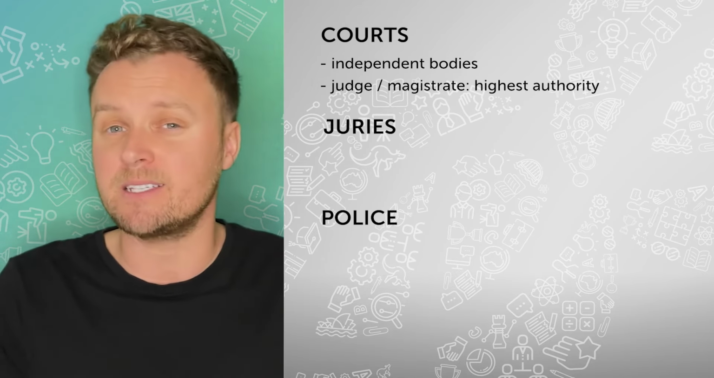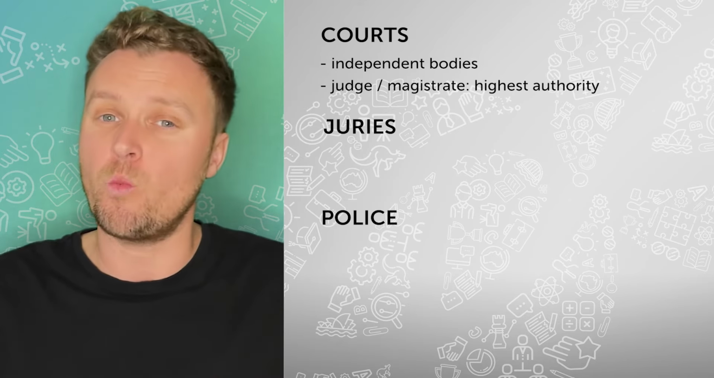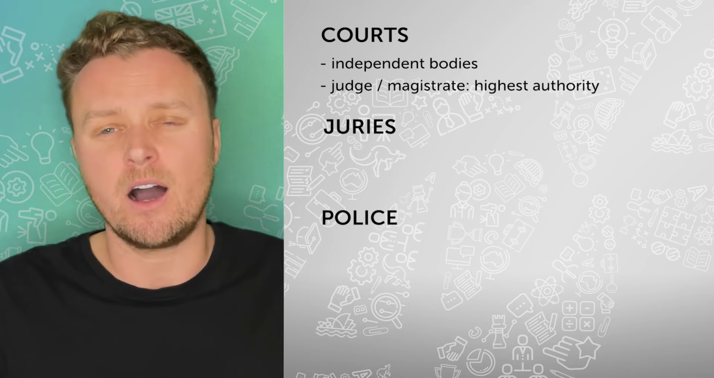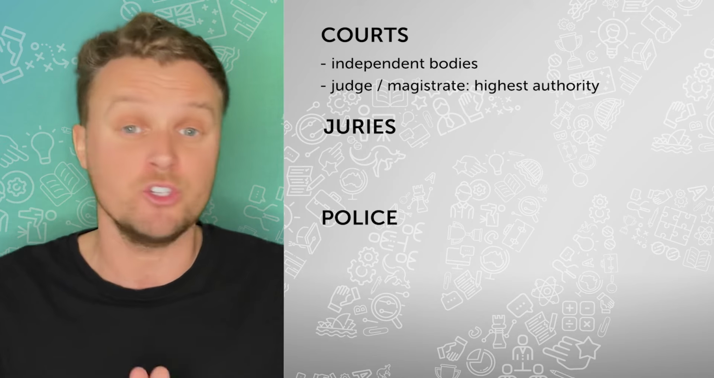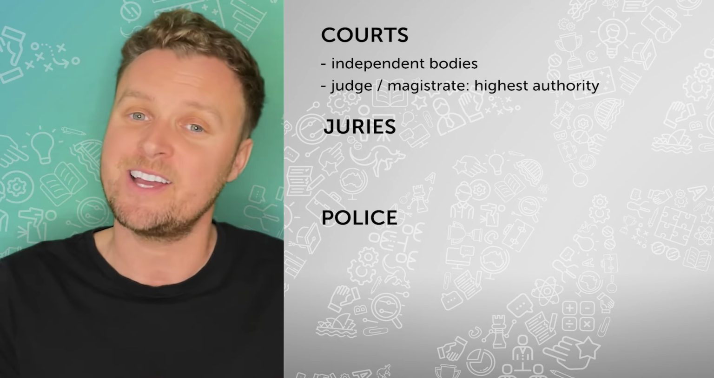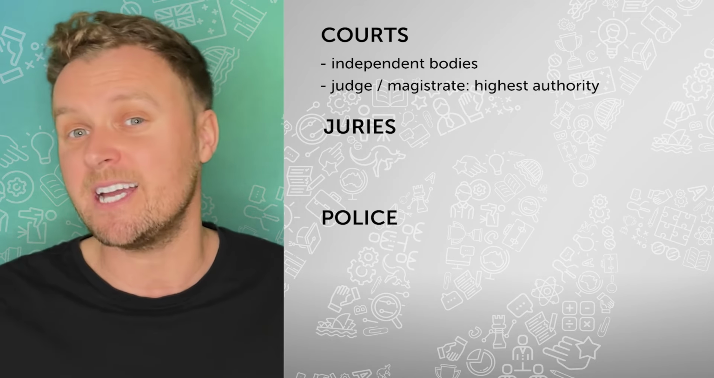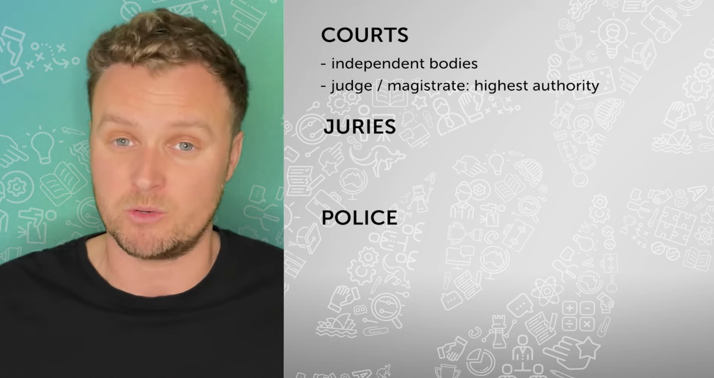When someone is suspected of breaking the law, the court will look at the evidence and decide whether or not they are guilty. The judge or magistrate is the highest authority in the court, and they are completely independent. No one can tell them what to decide, not even the government. And if the government disagrees with their decisions, they can't fire them or punish them in any way whatsoever.